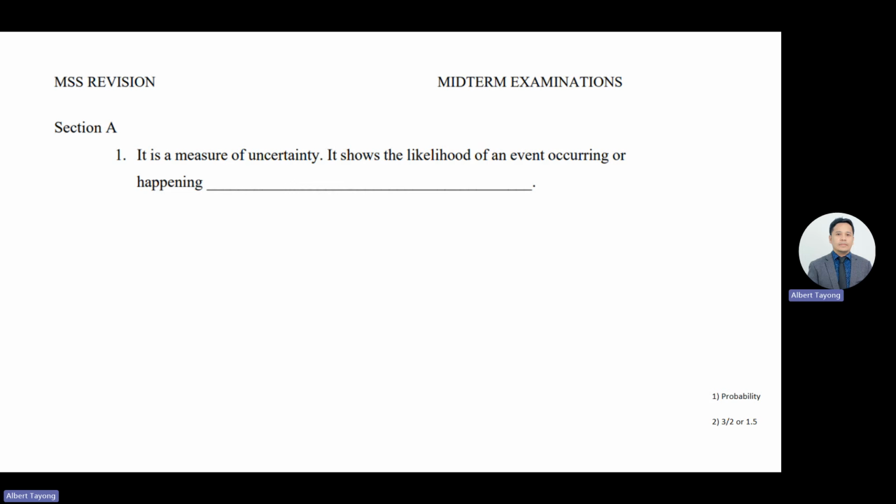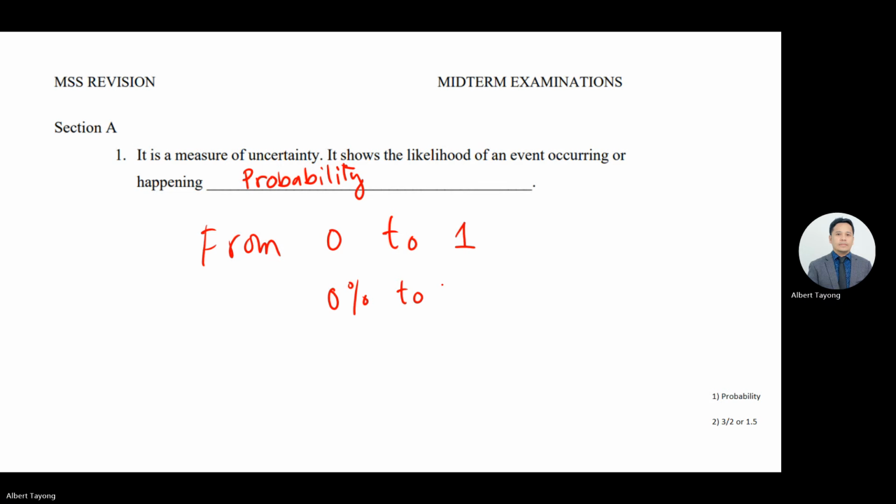The first one is a measure of uncertainty. It shows the likelihood of an event occurring or happening. So the answer here is probability. And we all know that probability is from 0 to 1, or from 0% to 100%, multiplying this by 100.